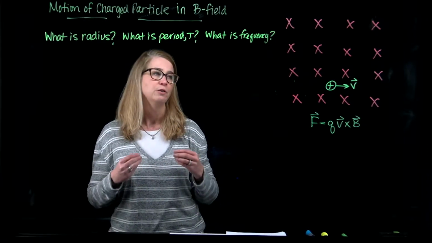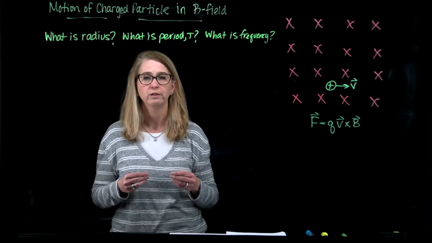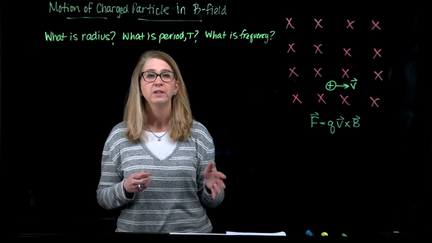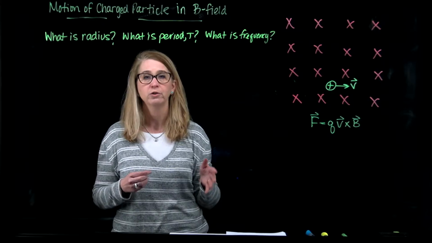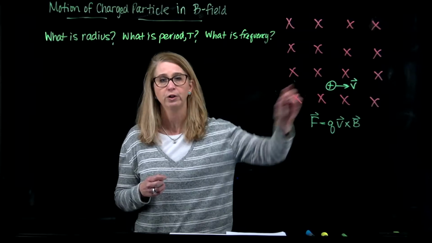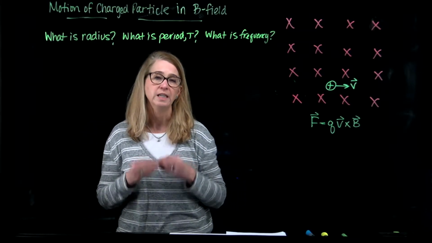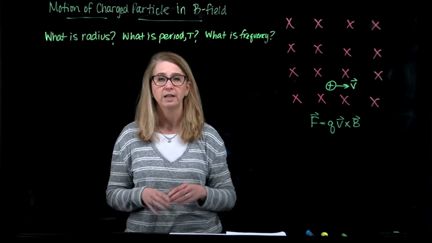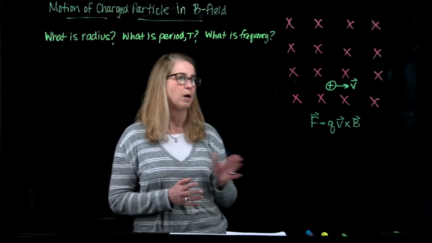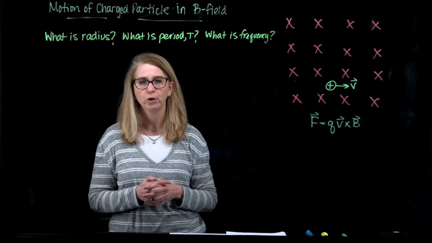To get introduced to that idea, it's best to look at the specific situation where the velocity of the charged particle is exactly perpendicular to the magnetic field itself. So over here in this picture, what I'm representing is that there's a magnetic field that's going into the plane of the screen. That's the X's, remember that goes into. And then you can see that I have a positive charged particle moving with a velocity v as shown.